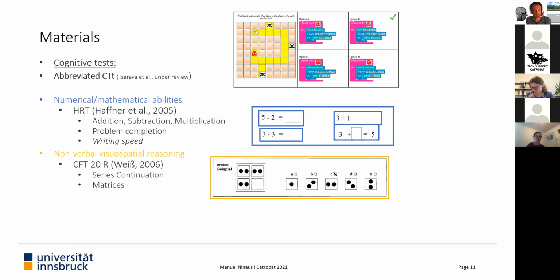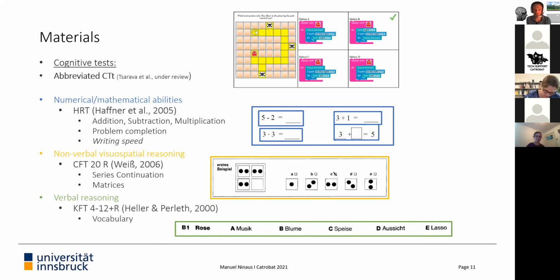Second, we assessed non-verbal visual spatial reasoning using the CFT subscales series continuation and matrices, as you can see in an example here on the right side. And finally, we assessed verbal reasoning skills using the subscale vocabulary of the KFT, again with an example on the right, where students had to find the word most similar in meaning to the German word Rose, which fits to the word Blume, or flower, here on the right side.